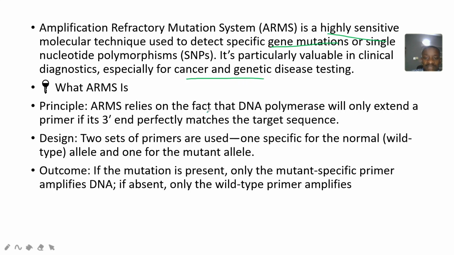Okay, so it relies on the fact that DNA polymerase will only extend a primer if its 3' end perfectly matches the target sequence. Get the gist. So by design, two sets of primers are used, one specific for the normal and one that will be used if there's a mutation. You see the mutation is present when the mutant-specific primer amplifies the DNA. If it is absent, the normal one will amplify it.